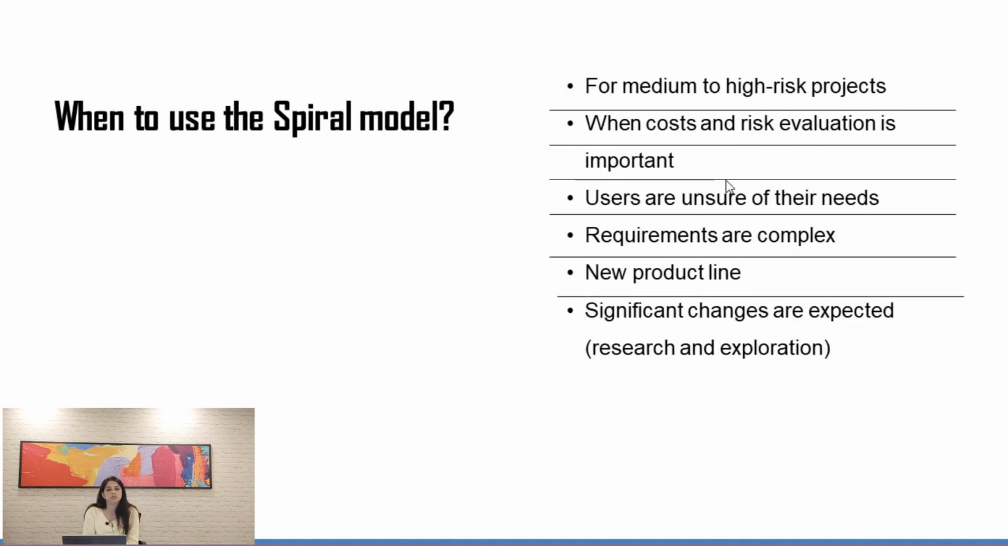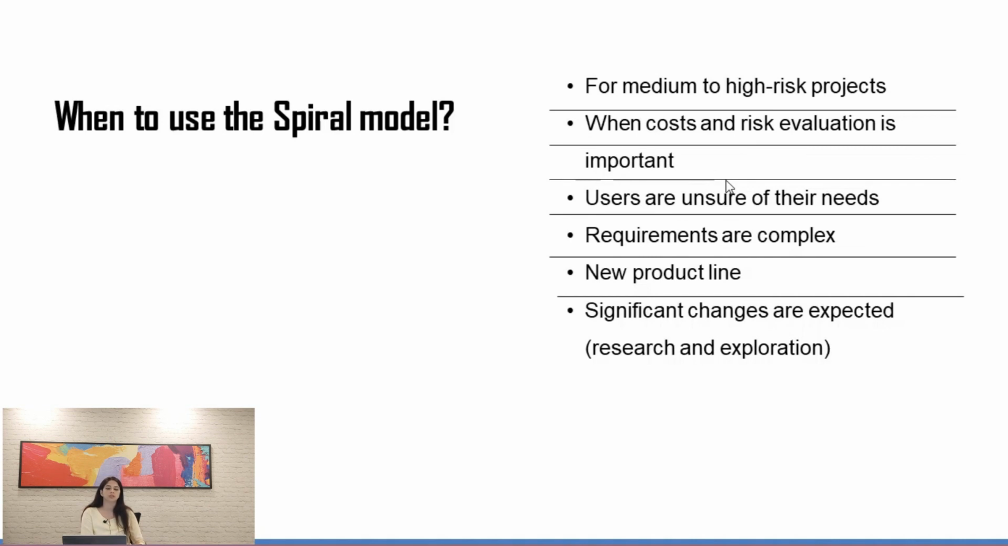When do we use this model? For medium to high risk projects, when the cost and the risk evaluation are important. When the users are not very sure of their needs, they are ready for updates, they want to give feedbacks, and changes are going to happen. When it is a new product line, so if it's a new product, it's best to use a spiral, because you can start from scratch, think about spirals and implement this model. Significant changes are expected, only then we should use this model.